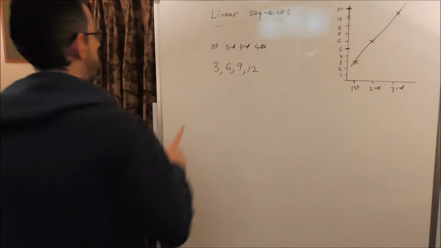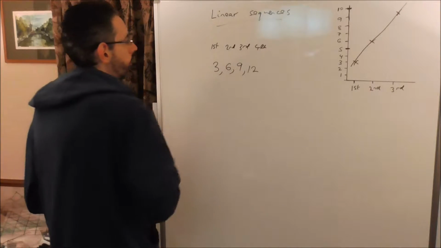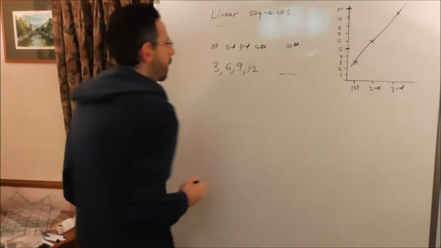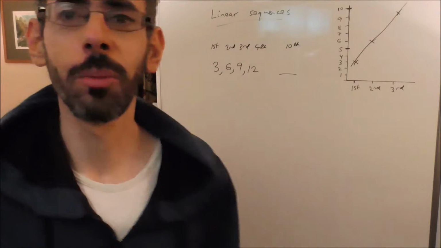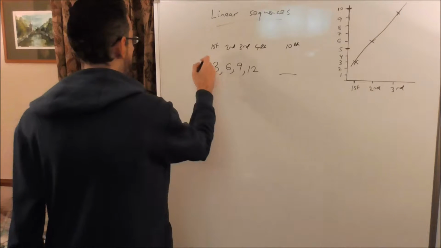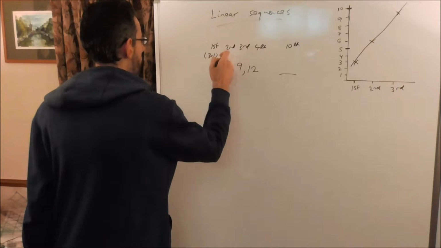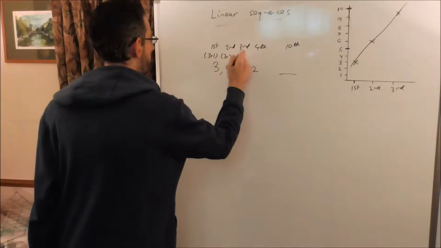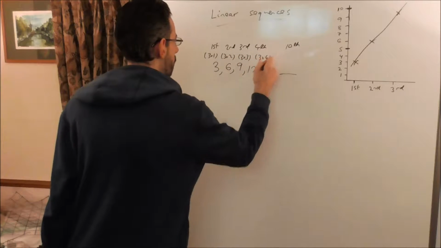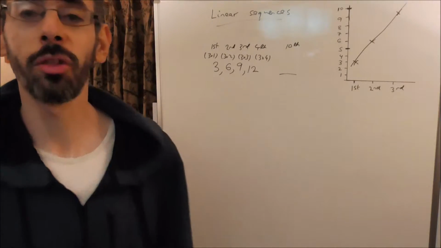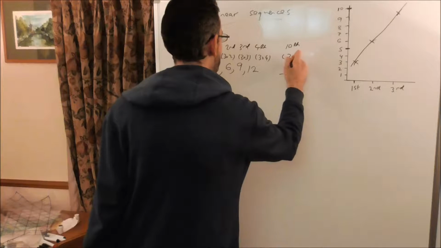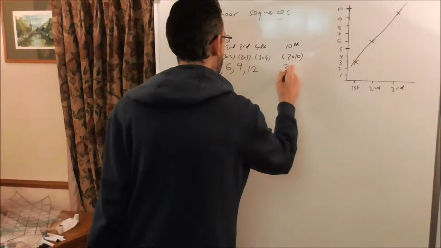Right, now I've given you the first 4 terms. If I said what's the 10th term, that's actually not too hard because this sequence is basically just the 3 times table. So this is 3 times 1, 3 times 2, 3 times 3, and this term is 3 times 4. So the 10th term is just going to be 3 times 10, which is 30.